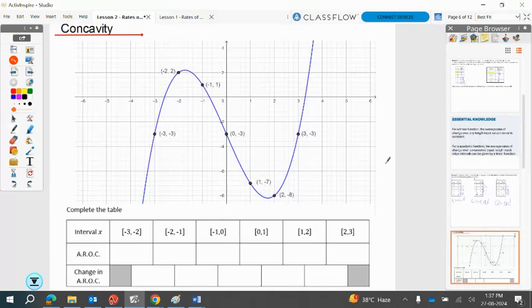Okay, let's have a little bit of an investigation on concavity. Have a go at working out the average rates of change and then the change in the average rates of change. Okay, so our first interval here, notice that the x values go up by 1 every time, nice and easy. So the y values change by plus 5. So this one is 5.